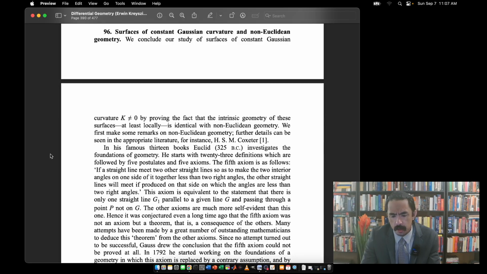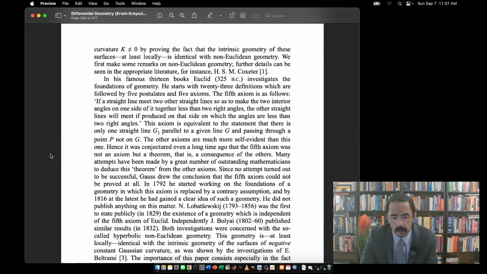We conclude our study of surfaces of constant Gaussian curvature, capital K non-zero, by proving the fact that the intrinsic geometry of these surfaces, or at least locally, is identical with non-Euclidean geometry. We first make some remarks on non-Euclidean geometry. Further details can be seen in the appropriate literature.